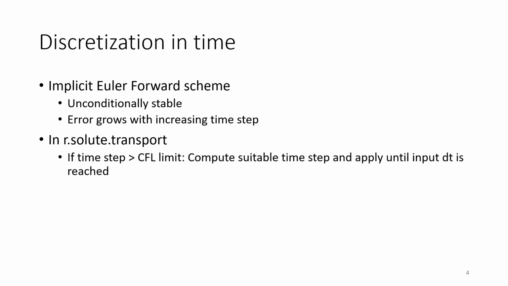The discretization in time is an implicit Euler forward scheme, which means, hopefully you remember, it is unconditionally stable. Still, it also means that the error grows with increasing time step, right? Just because it's implicit doesn't mean it's accurate. The larger the time step, the less accurate the solution will be, because it's a linear approximation.